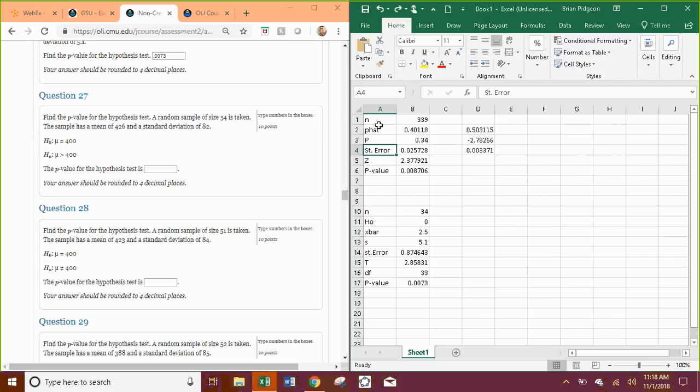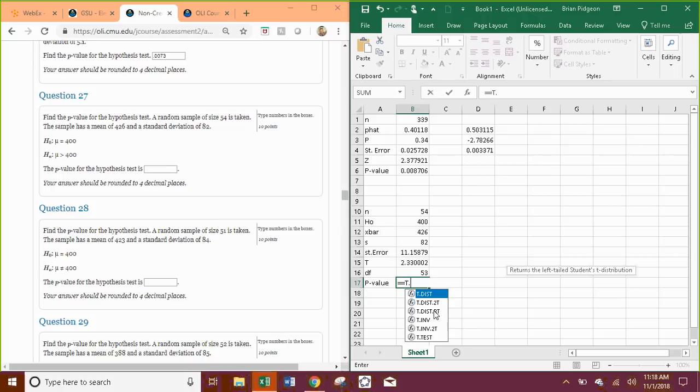Find the p-value for the hypothesis test. A random sample of size 54 is taken. So n is 54. The null hypothesis is 400. X bar is 426. S is 82. So the standard error and the t-score are automatically calculated for us. So it's really just a p-value that we have to check for.